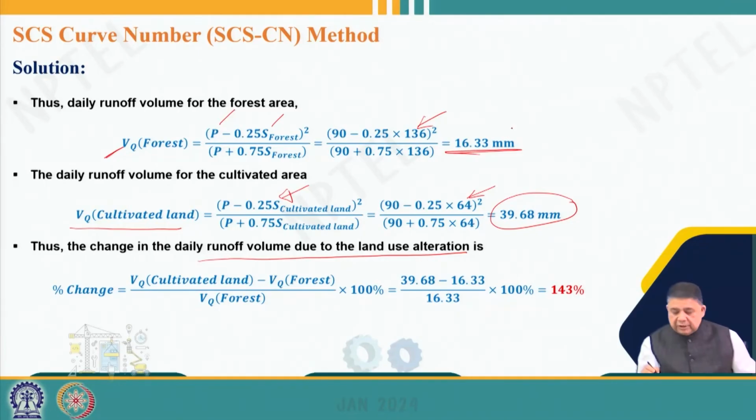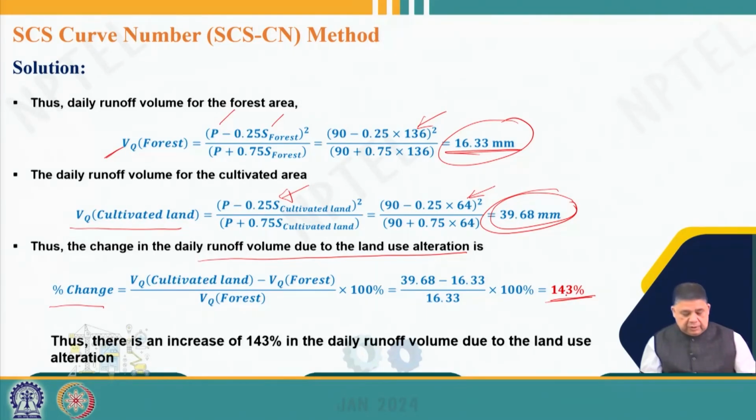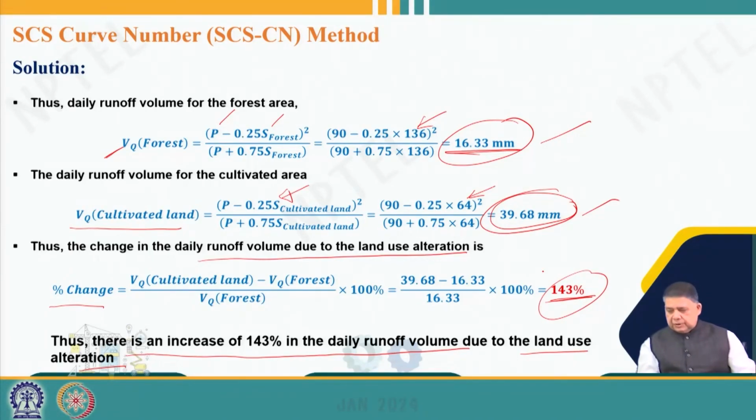Thus, the change in daily runoff volume due to land use alteration is, of course, in the forest case it was 16.33, now it is 39.68. So, it is quite expected that if land conversion happens from forest to cultivated land, we will get higher runoff. That is why there is an increase in runoff volume, and that is a 143% increase. So, there is an increase of 143% in daily runoff volume due to land use alteration from forest land to cultivated land. Runoff goes up by 143%.